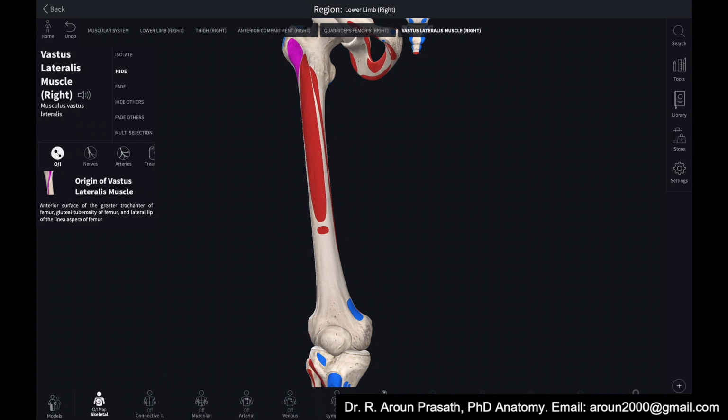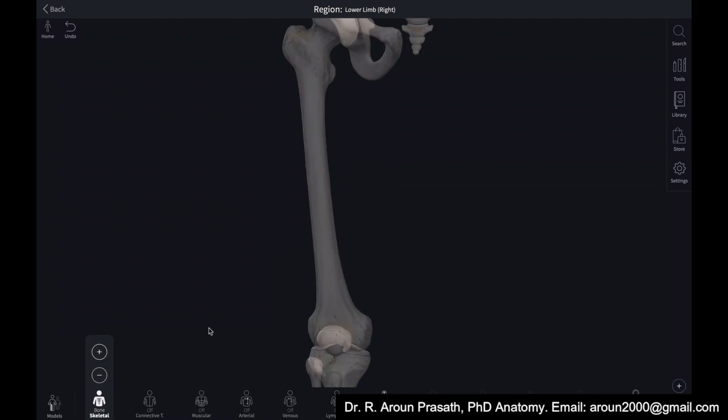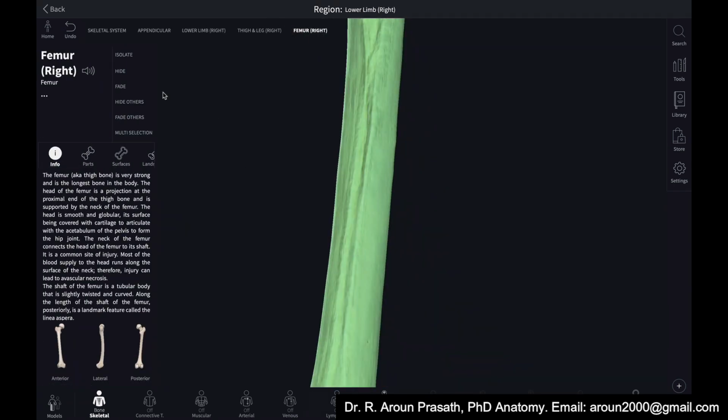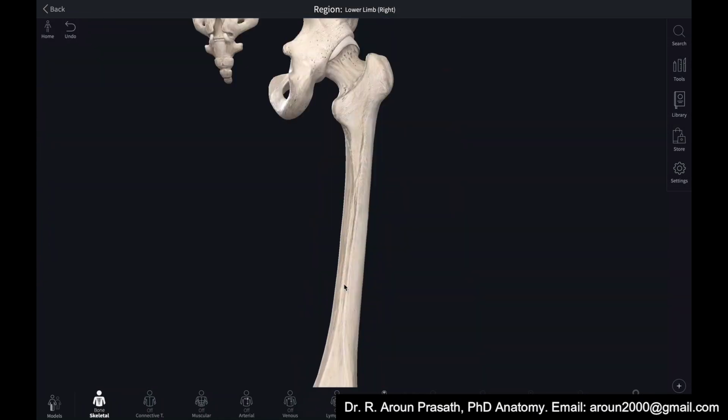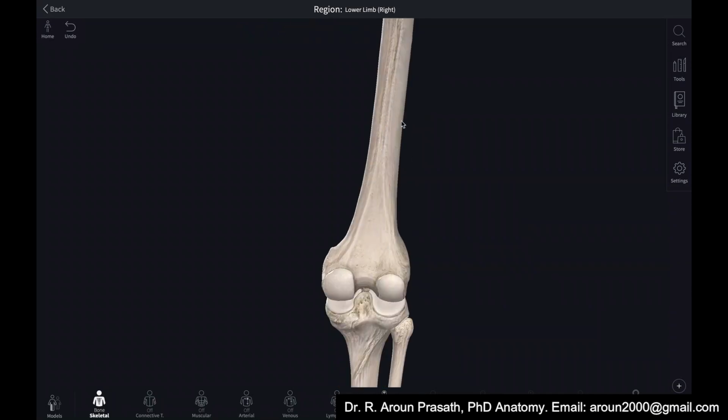Coming to the posterior aspect of the femur, there is a rough line. This line is called the linea aspera, and it gives a place for attachment of medial thigh muscles and the hamstring muscles. It's a rough line. This linea aspera divides into a right side and a left side. This line is called the medial supracondylar ridge, and this line is the lateral supracondylar ridge.